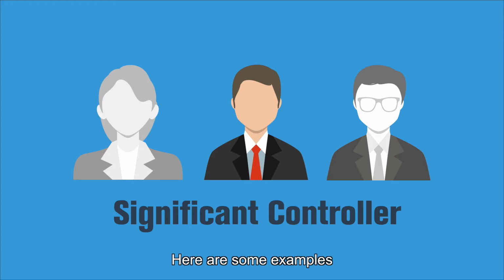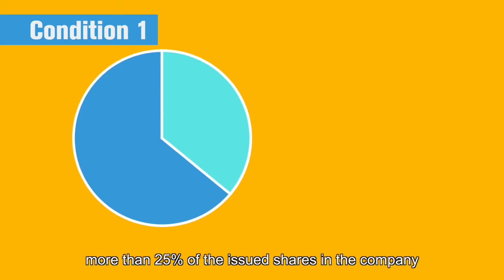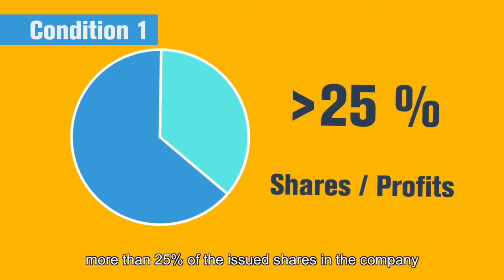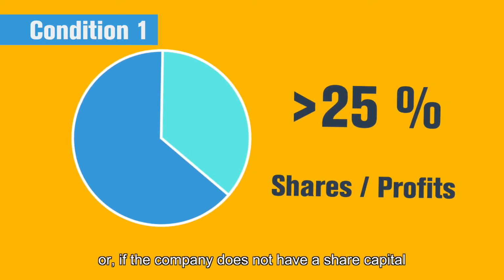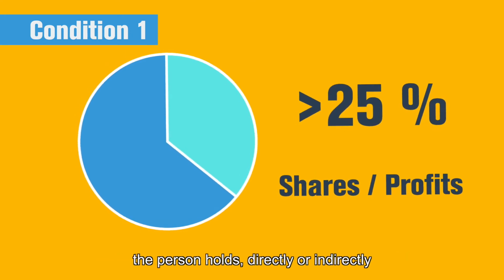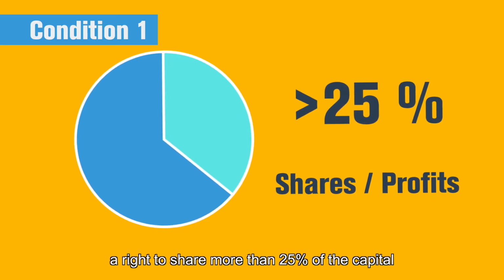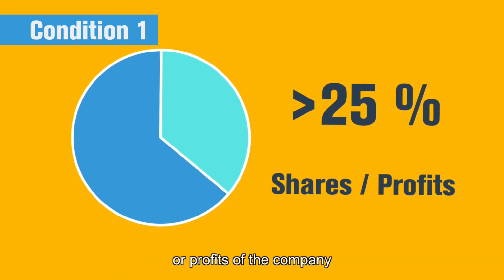Here are some examples. A significant controller is a person who holds directly or indirectly more than 25% of the issued shares in the company, or, if the company does not have a share capital, the person holds directly or indirectly a right to share more than 25% of the capital or profits of the company.